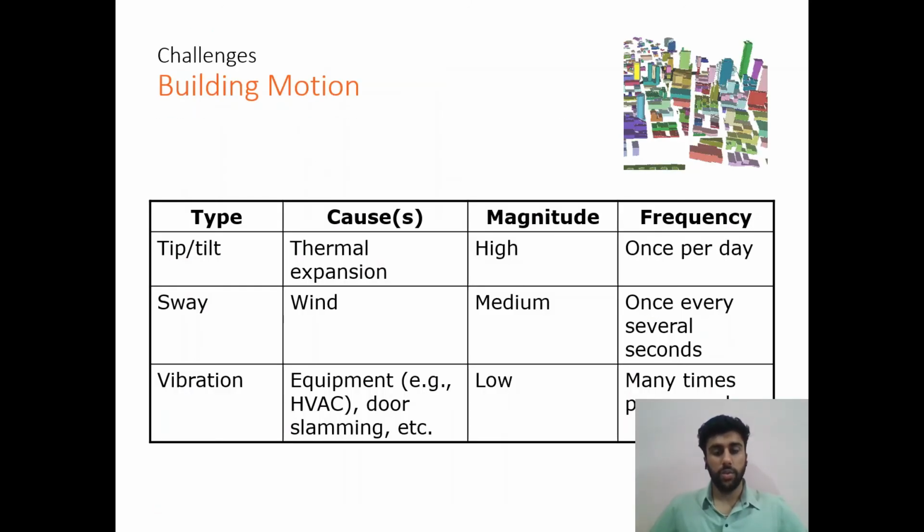So the next challenge we are going to talk about is the motion of the building. It could be of three types due to the tilt, the sway, or the vibration of the building. The tilt could be due to the thermal expansion of the building due to heat, sway could be due to wind, and vibration could be due to heavy equipment, slamming of the doors, etc. So, all these things could mess up the alignment of the transmitter and receiver, which could stop the signal and put it on hold.